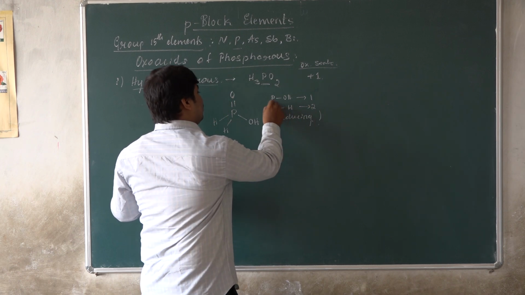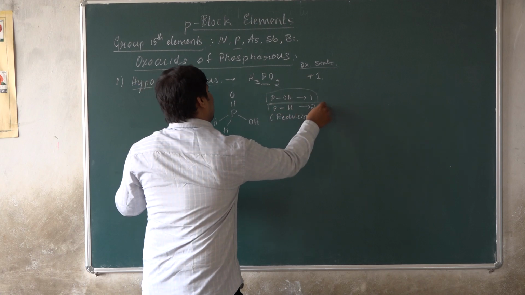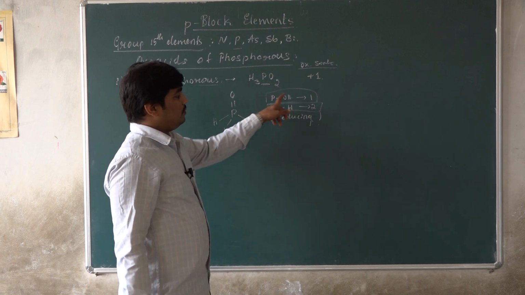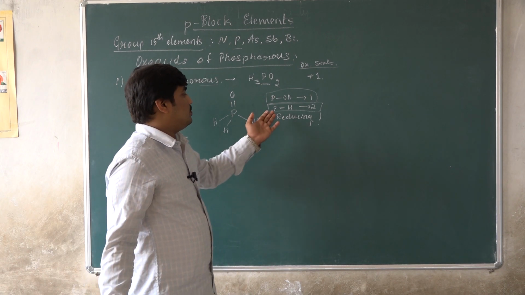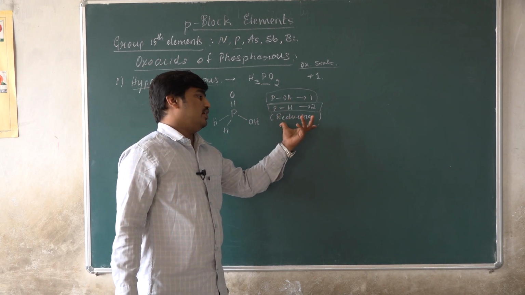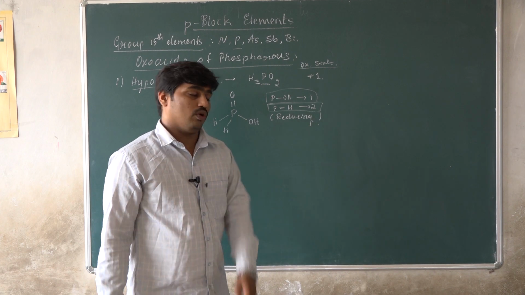Or you can say on the basis of the phosphorus-oxygen bond also: if the number of phosphorus-oxygen bonds is lesser, or the number of phosphorus-hydrogen bonds is more, then the reducing property of that compound is more.